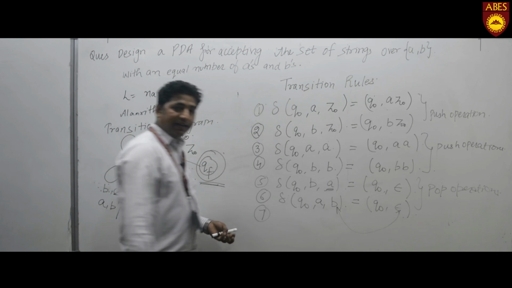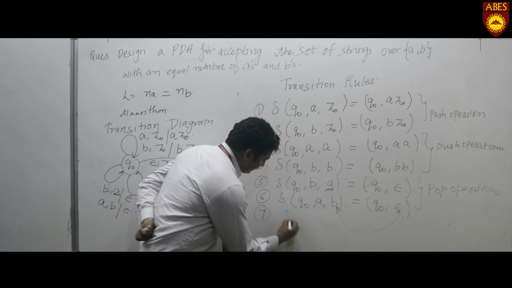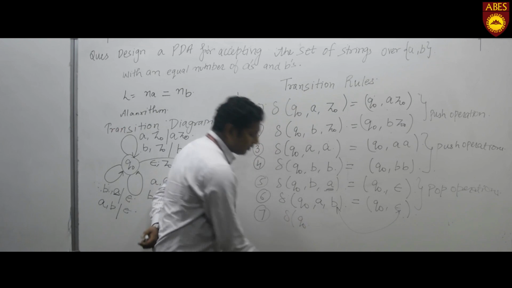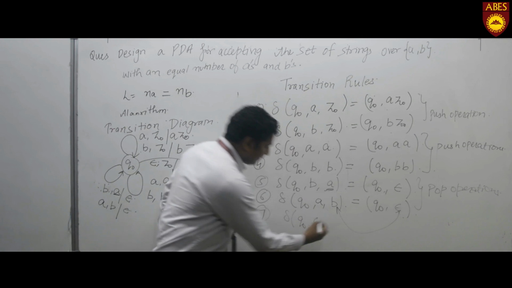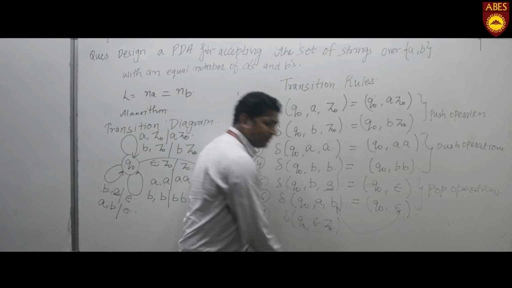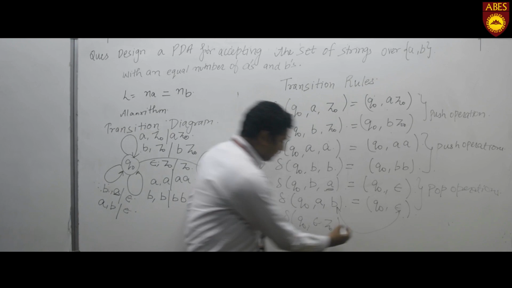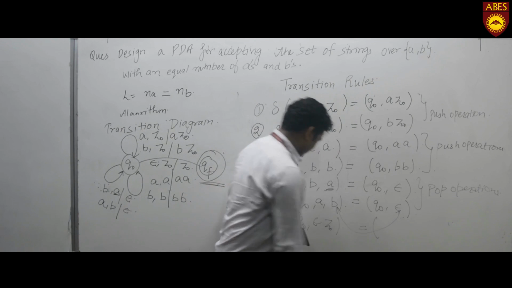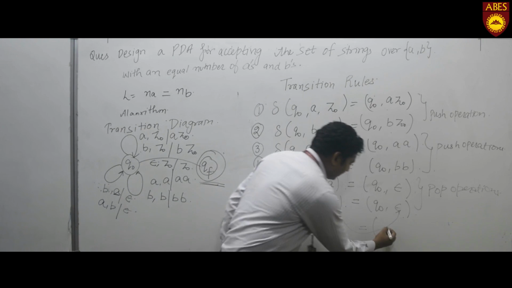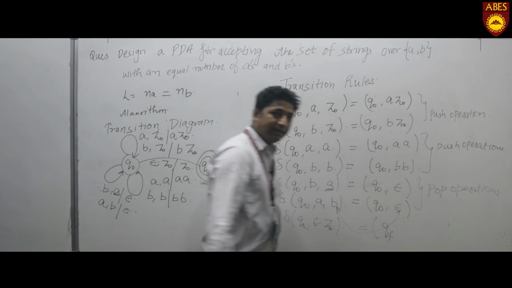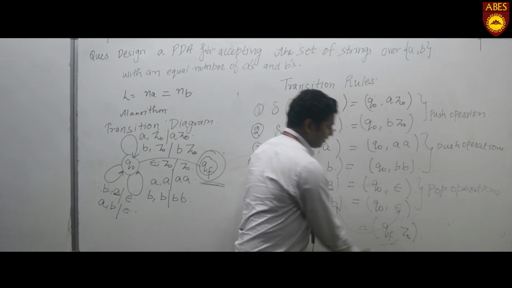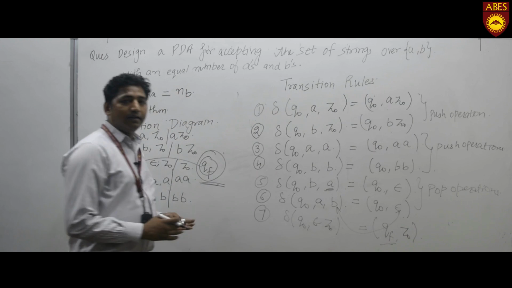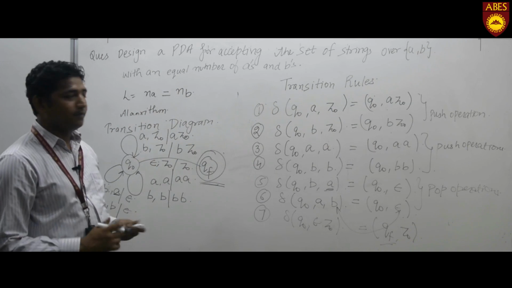Next, for final acceptance, we are on state q naught and we don't have any input, and z naught is the top of the stack. So for no operation, we'll move to state qf, that is our final state, and z naught is the top of stack. So these all are the transition rules for this problem.